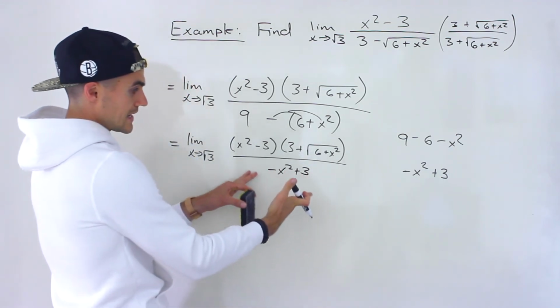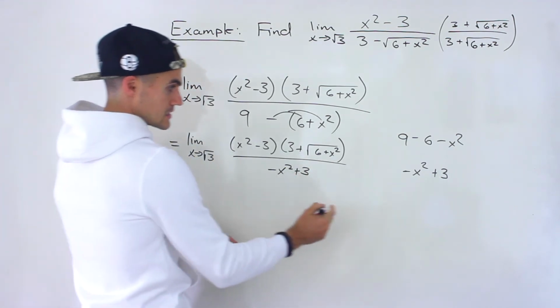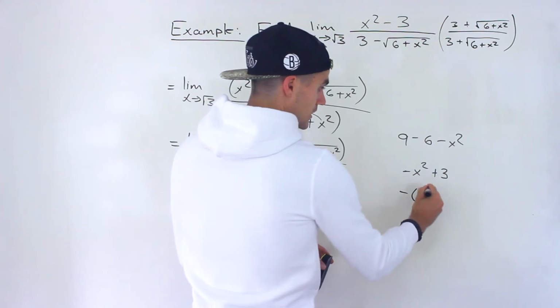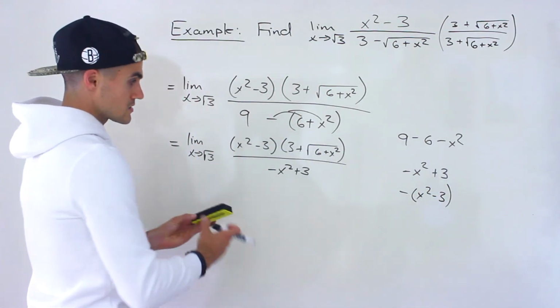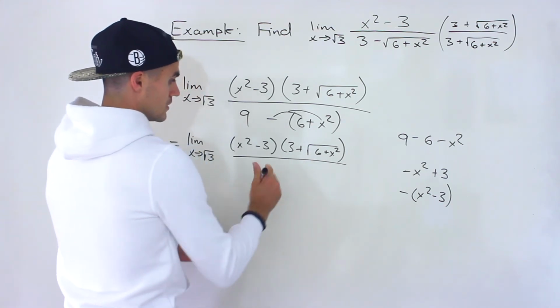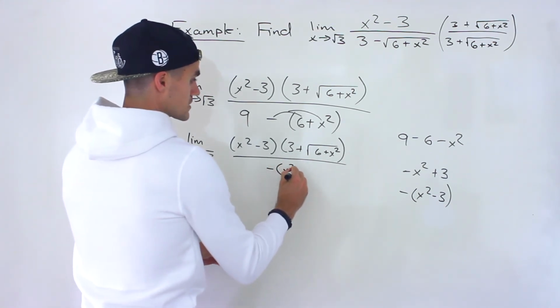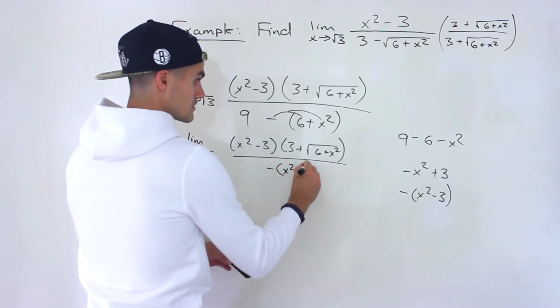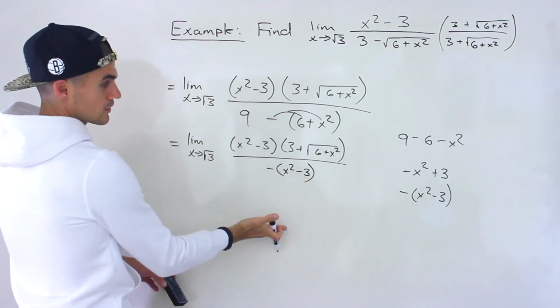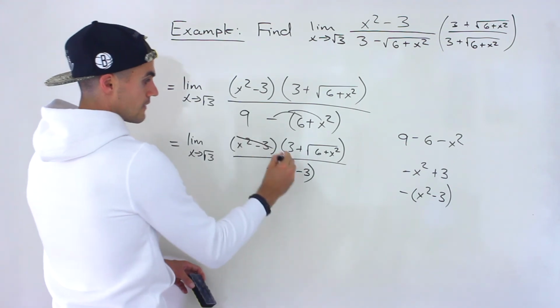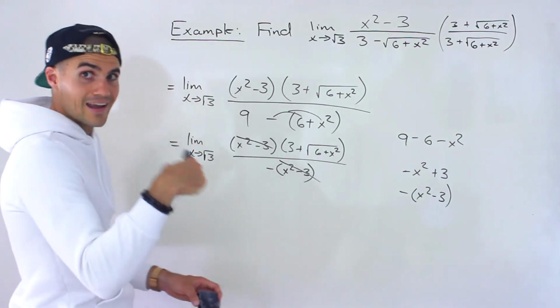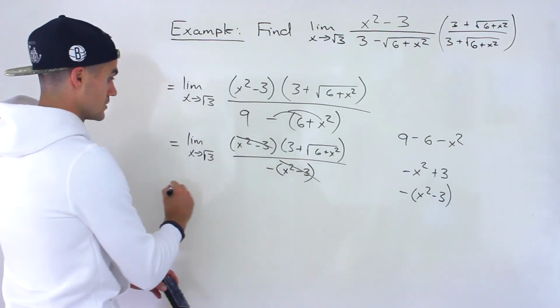And then notice we could take out a negative from this to make it equal to x squared minus 3. So we take out a negative, and we'll have x squared minus 3. That could be your next line; I'm just going to write it over here to save space. And then notice the x squared minus 3's cancel out, and now we can do a direct substitution.